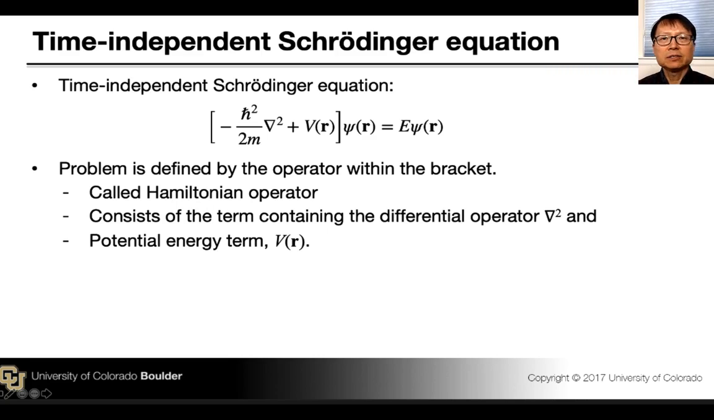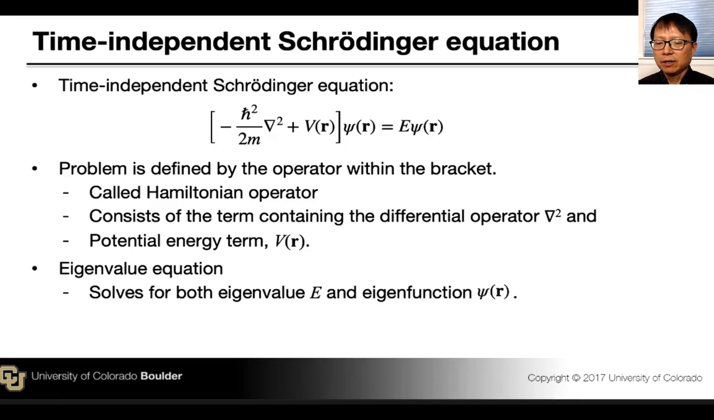In algebra, this type of problem is called an eigenvalue equation, and the solution of the eigenvalue equation is called the eigenvalue. The scalar constant E is called the eigenvalue, and the function psi is called the eigenfunction. Because the Hamiltonian operator represents energy, as I just mentioned, sometimes we call E the energy eigenvalue and psi the energy eigenfunction.